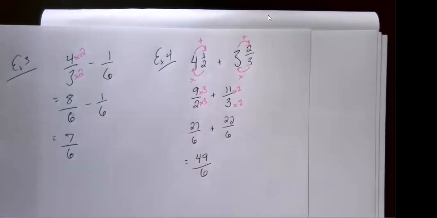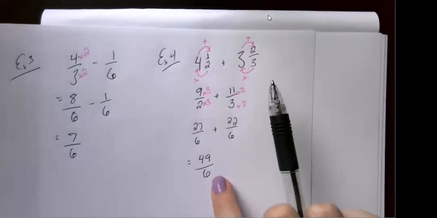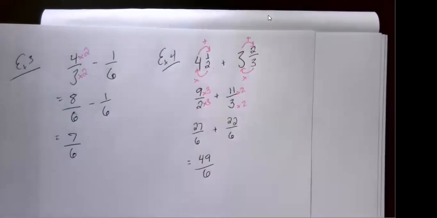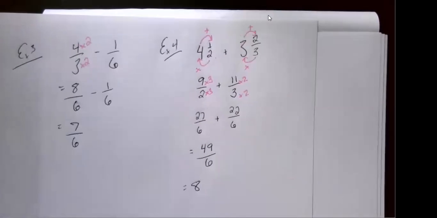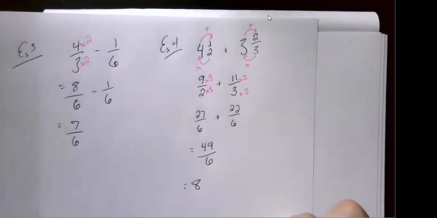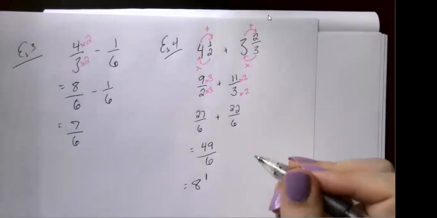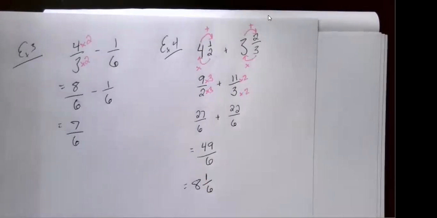And then because we were given this question as mixed numbers, we have to turn our final answer back into a mixed number. So we'll say, how many times can 6 go into 49? And the answer is 8 times, because 8 times 6 is 48. And then how much is left over? Well, there's just 1 left over between 48 and 49. And then we keep our denominator of 6. So our final answer there would be 8 1/6.